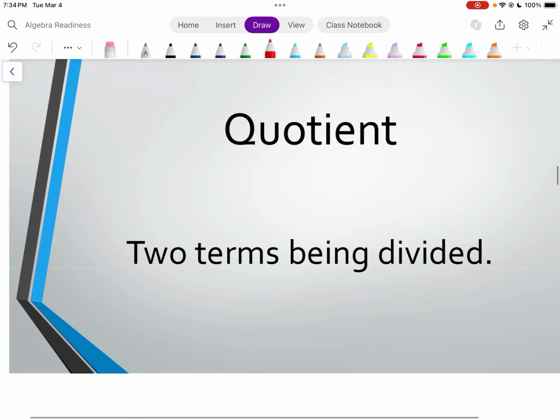Next, we have quotient, and this is again review from last chapter. So quotient is when two terms are being divided. When we are talking about the quotient, we are going to write it as a fraction. So we are going to write the quotient as a fraction.